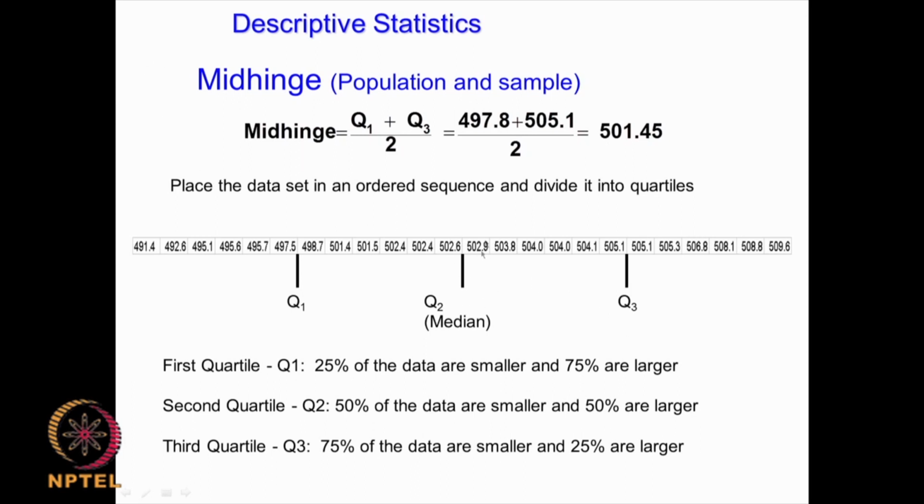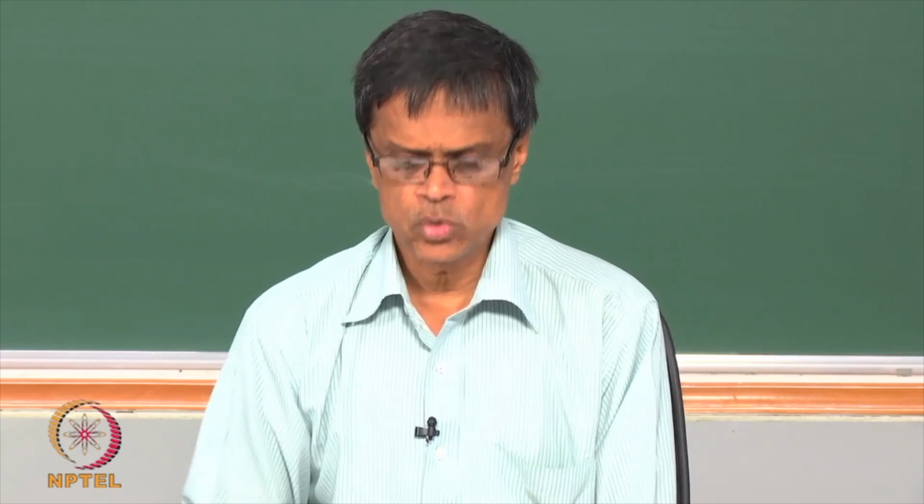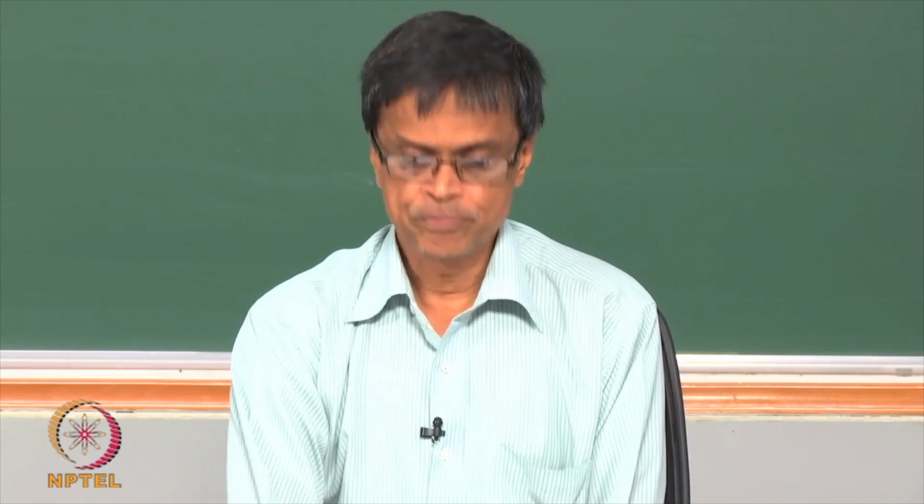So mid hinge is nothing but the middle point, that is Q1 plus Q3 by 2. In this particular case we have here, okay, and we have here, take an average, it comes to 501.45. So generally the quartiles are very useful to determine whether the data set is uniformly distributed or is it skewed in one particular range, whether Q1 is not same as Q3, maybe it is skewed, and so on actually. That is the advantage of looking at the quartiles in data set.